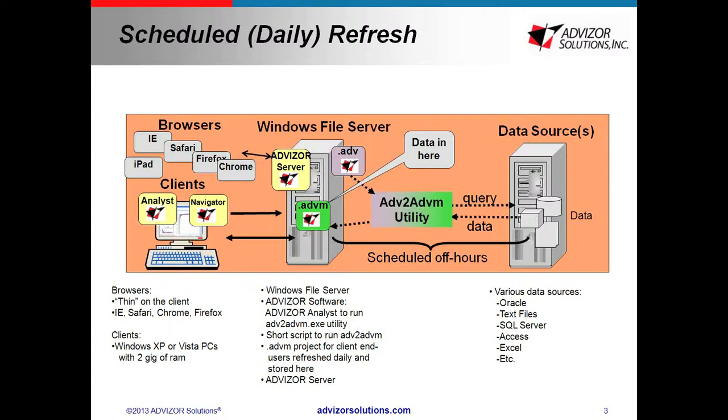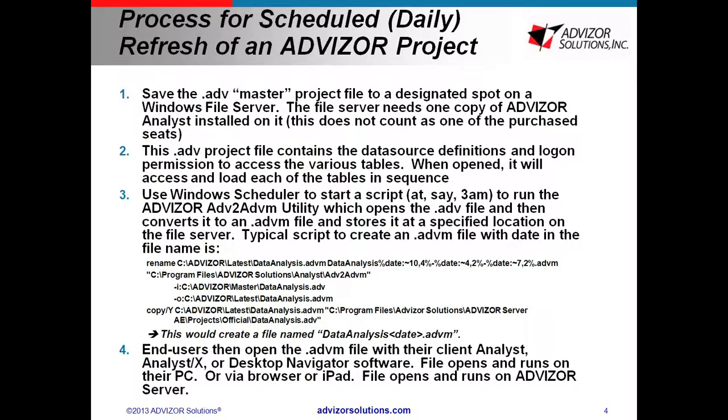So the next couple of pages are going to take a look at, if you wanted to set this up, how would you do it? So here's the process. And again, this is in detail in that implementation guide I mentioned earlier. You save the ADV master project into a designated spot on the Windows file server. You saw that in the prior schematic. This file server needs one copy of Advisor Analyst installed on it. This does not count as one of the purchase seats. Key point there. This ADV project contains the data source definitions and logon permissions to access the various tables. When opened, it will access and load each of the tables in sequence.